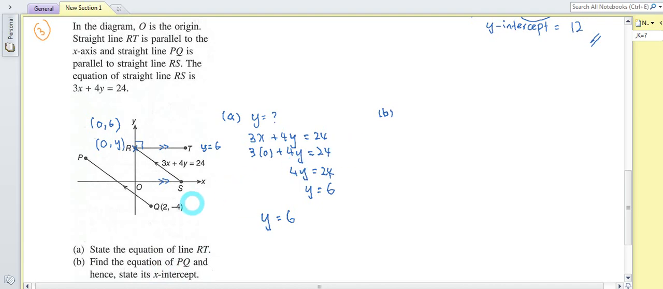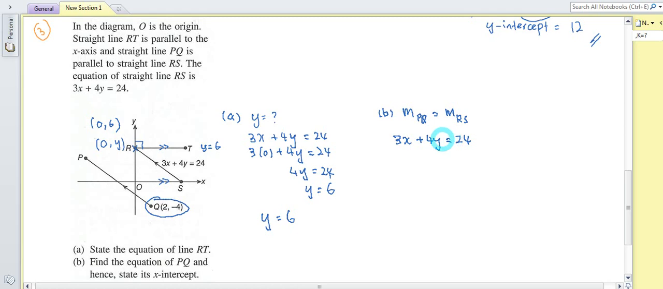Two things: gradient and 1 point. Okay, I have a point here. I cannot use the point as R or T. I must use a point which falls on this straight line. Okay, gradient. Since these two are parallel to each other, I know that the gradient of PQ is equal to the gradient of RS. So how to find the gradient of RS? We have the equation for RS, which is 3x plus 4y equal to 24.